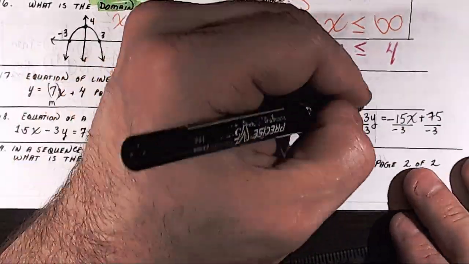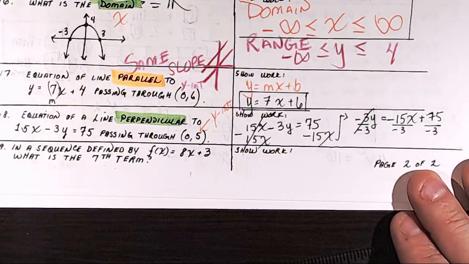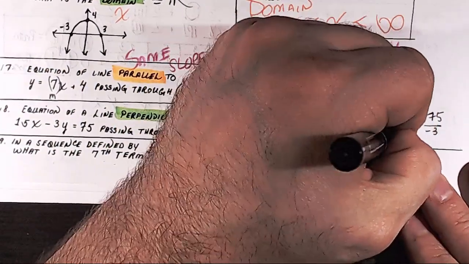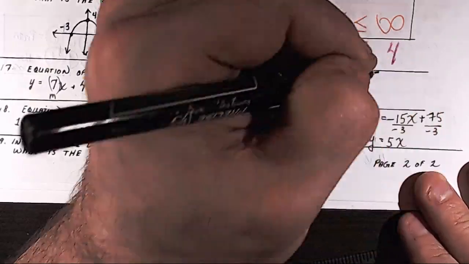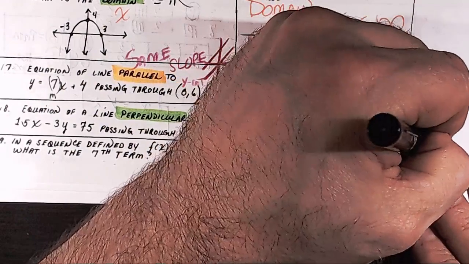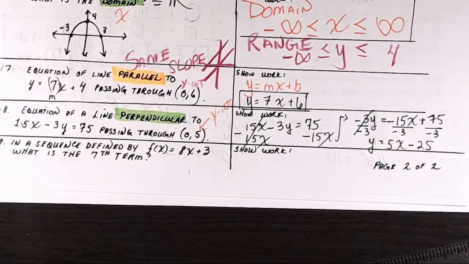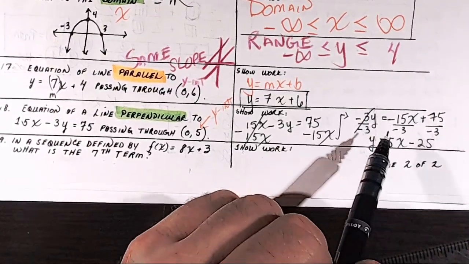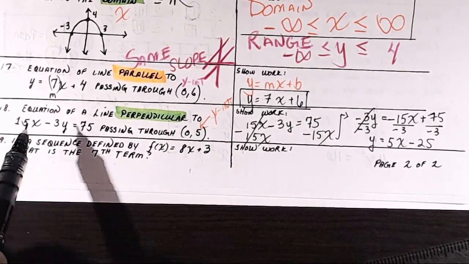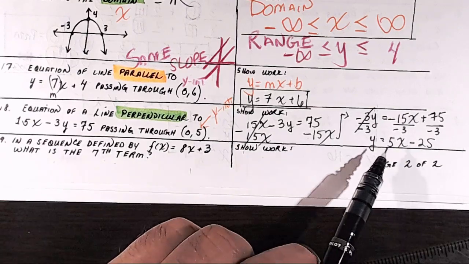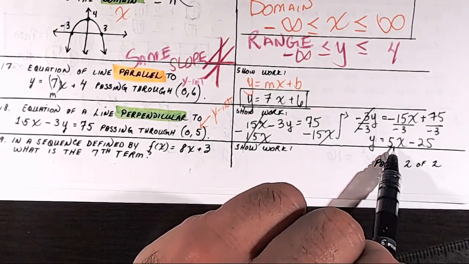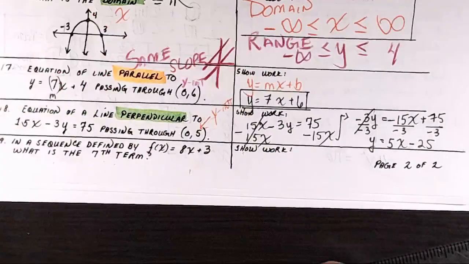And so those cancel out. I have y equals negative 15 divided by negative 3 is positive 5. y equals 5x. And then 75 divided by negative 3 is minus 25. So my equation of my line is y equals 5x minus 25. I had to convert from standard form to slope-intercept form. So now that I've got this, I can find the equation of the line perpendicular.